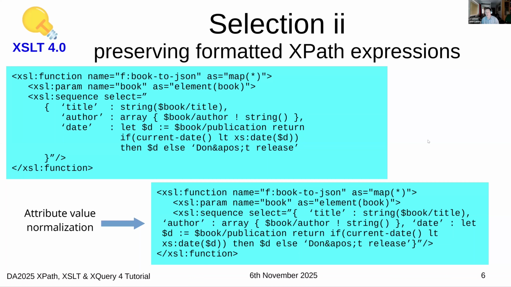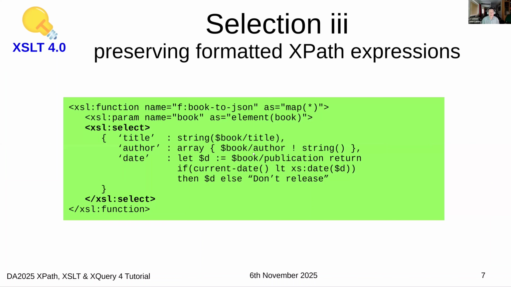So what we've done for that is introduce a select instruction whose body is the XPath expression, and that can be protected from being rewritten and collapsed in your IDEs and things like that. So that's quite a nice way of thinking about it, but it makes no difference to the semantics.